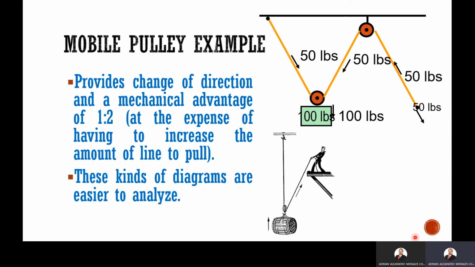These kinds of diagrams are easier to analyze, by the way, because if you see the load, we have 100 pounds to move. We have a fixed point over here on the top. A line goes to the pulley that's attached to the weight. And then this line goes to another pulley. And in this case, you are pulling 50 pounds because it's the same line that you're lifting over here. You're distributing the weight between the line on the left and the line in the middle. So you just need to pull 50 pounds to lift 100 pounds.